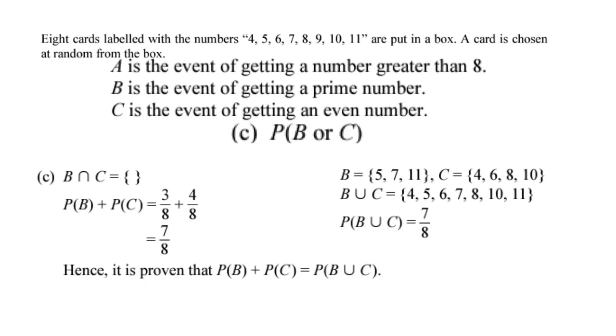Okay, so the probability of B or C, or B union C, is equal to probability of event B plus probability of event C, which is 3 over 8 plus 4 over 8. So the answer is 7 over 8. So hence it is proven that probability of event B plus probability of event C is equal to probability of event B or C, which is represented by probability of B union C.